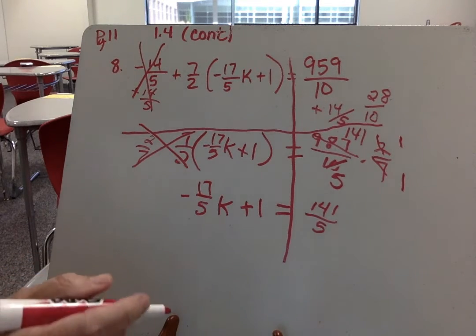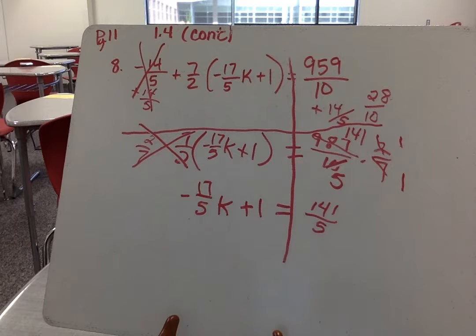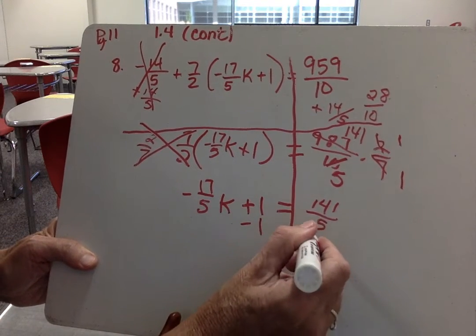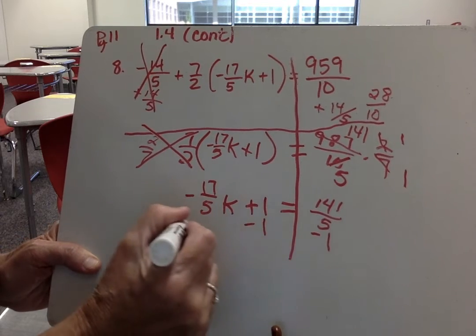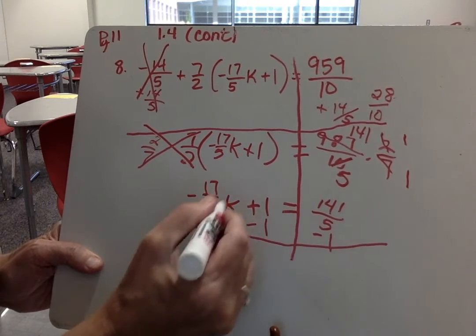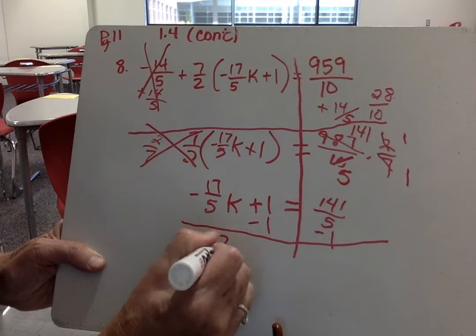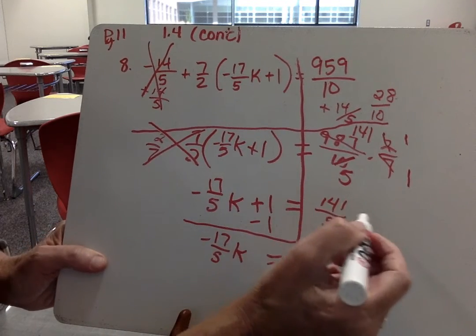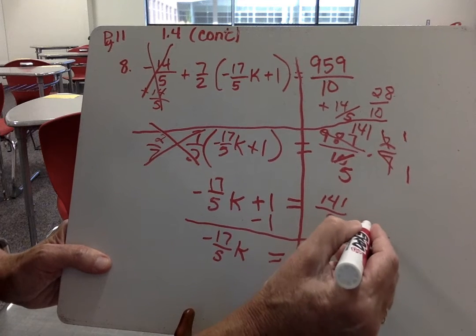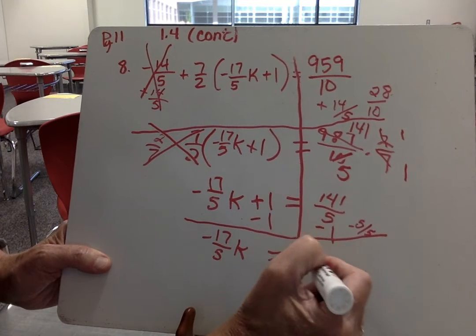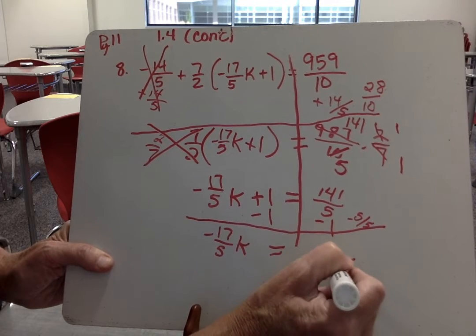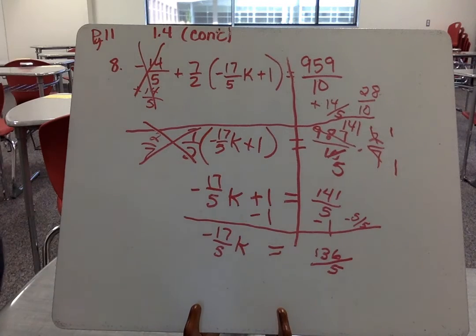Okay. Then I'm going to go ahead and subtract 1. Subtract 1. So I get negative 17 fifths K equals, and when I subtract 1, that's like subtracting 5 fifths. So it's 136 over 5. Okay?